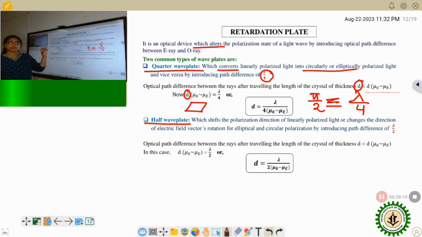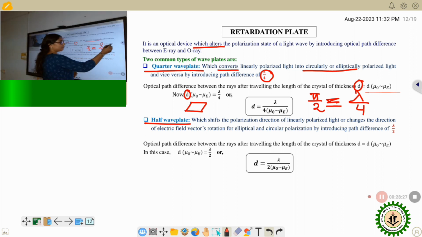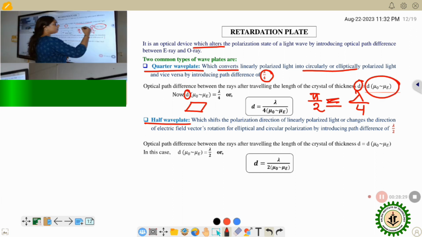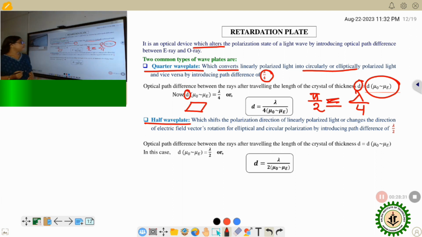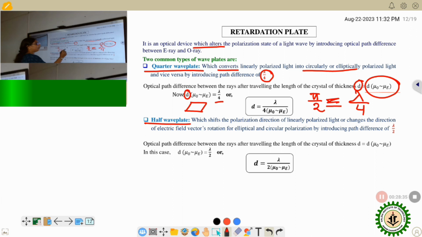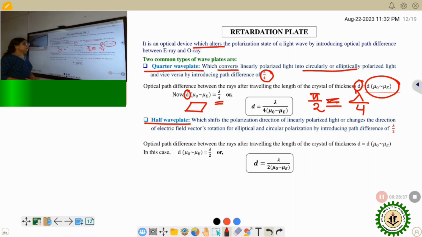So d into mu, that is geometrical length multiplied by refractive index, gives you the optical length. So the optical path difference will be given by d mu o difference mu e. This optical path difference should be equal to lambda by 4 for a quarter wave plate. So from here we can get d equal to lambda by 4 into mu o difference mu e.